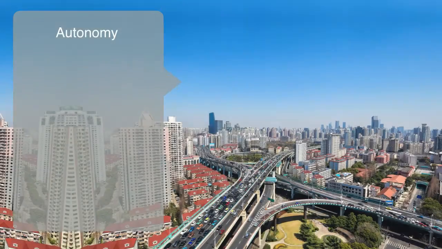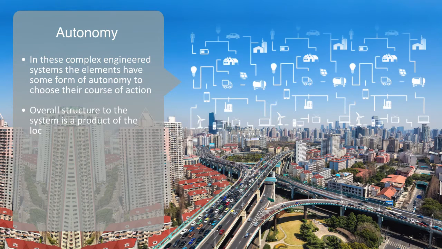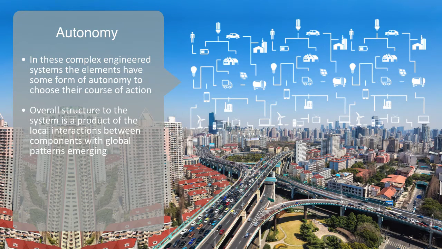Whether we're talking about the internet, a smart power grid, transportation networks, or logistics networks, in these complex engineered systems, the elements have some form of autonomy to choose their course of action. For this reason, these systems are not the product of our traditional top-down method of design. The overall structure to the system is a product of the local interactions between the components, with global patterns emerging out of these local interactions.